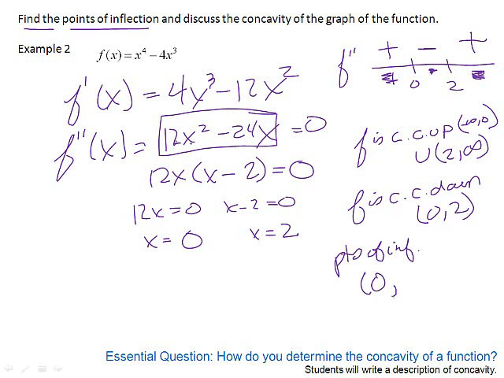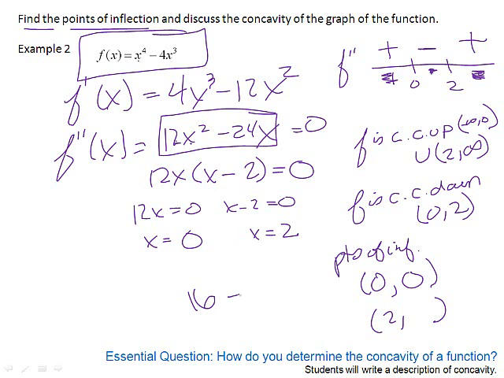We know we've got 1 at 0 something, and we know we've got 1 at 2 something. Okay, so yes, we're going to have to plug it back in. But when I plug back in, I got to go to the actual original. So I'm plugging into the original. What do I get when I plug in 0? 0, good. What do I get when I plug in a 2? What's 2 to the 4th? 16 minus 4 times what, 8? What's 4 times 8? So it's going to be negative 16.